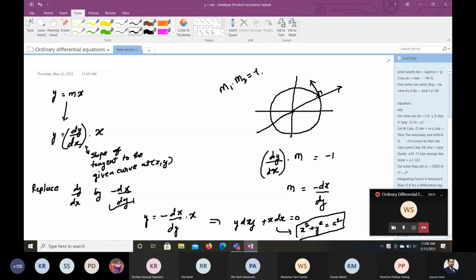Okay, so this is the complete procedure now. Let's repeat the procedure. First of all, given a family, I need to make a differential equation out of it. Once you get the differential equation, replace dy by dx by minus dx by dy and then solve. Okay, so I hope it is clear to you. I'll go for examples now.